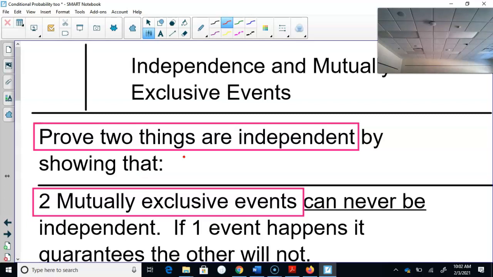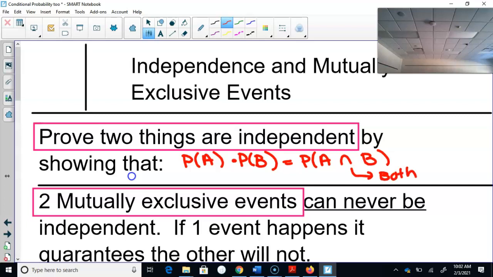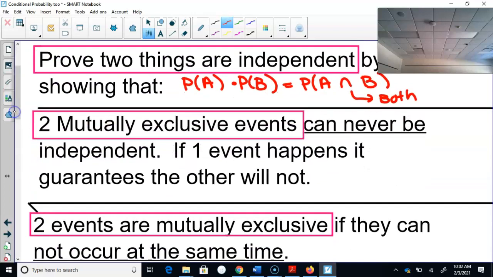That formula is we take the probability of one event times the probability of another event, and that has to equal the probability that both will happen. Now remember, this intersection right here, that means both. Both happen, okay? We also want to be able to prove that 2 things are mutually exclusive.